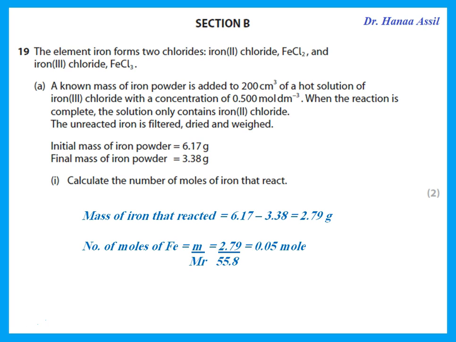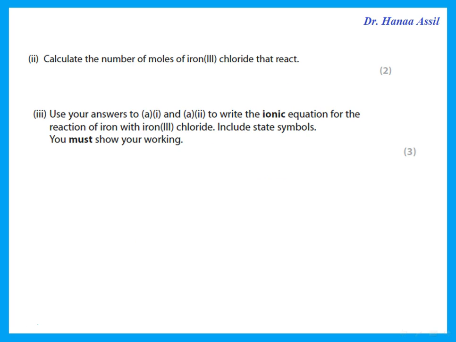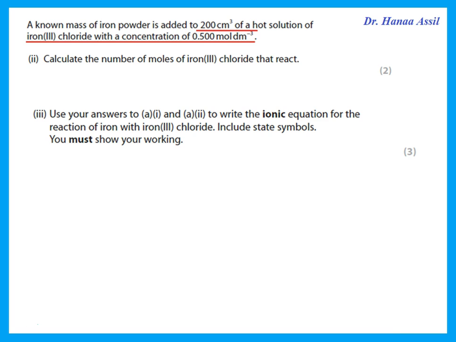Now, what is the number of moles? Number of moles is mass over molecular mass of iron. That gives me the number of moles of iron. Calculate the number of moles of iron 3 that reacted. Well, what did he say? He said the iron was added to 200 centimeter cubed of iron 3 with this concentration. So how do we get number of moles? Number of moles is concentration times volume. Remember to divide the volume by 1,000 to change it to decimeter cubed. So this gives me number of moles 0.1.